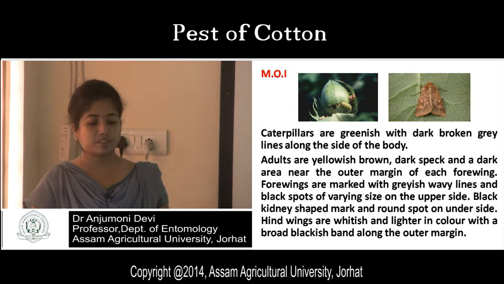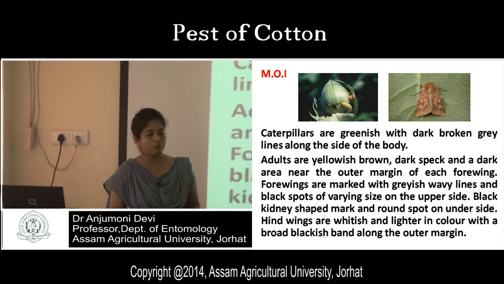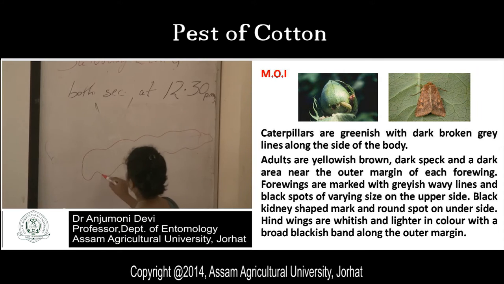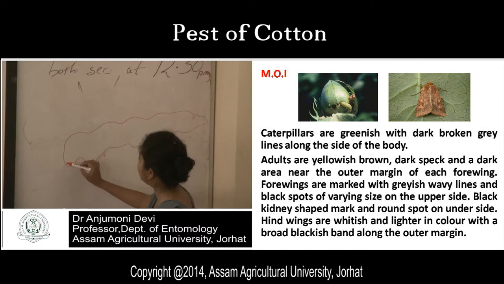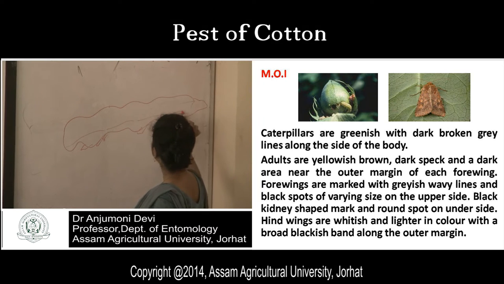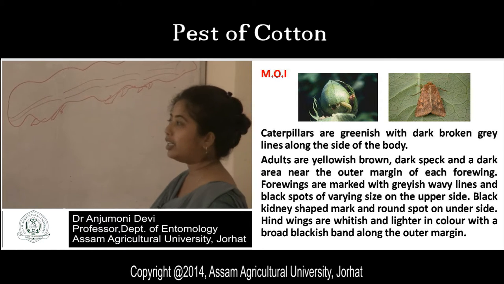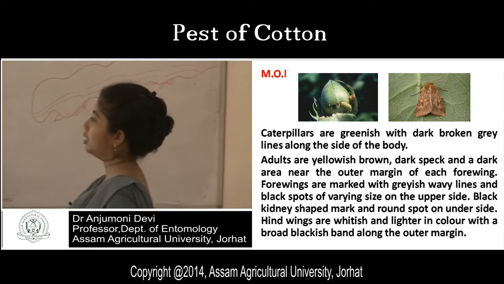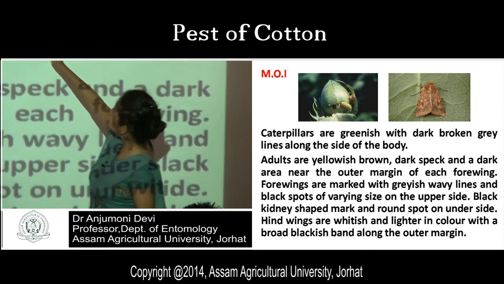Then marks of identification. Caterpillars are greenish with dark broken gray lines along the side of the body. The larva is greenish in color and on the side of the body there are dark broken lines. This type of lines are present. Then the adults are yellowish brown. This one is the adult Helicoverpa armigera. Dark speck and a dark area near the outer margin. These areas.